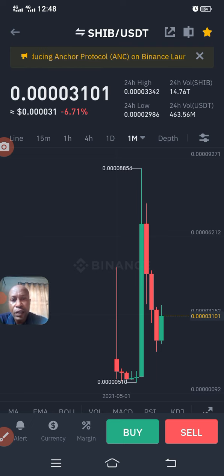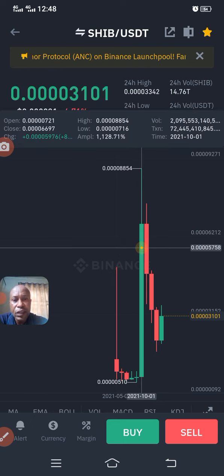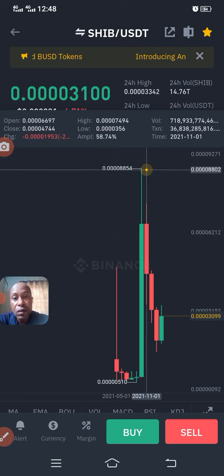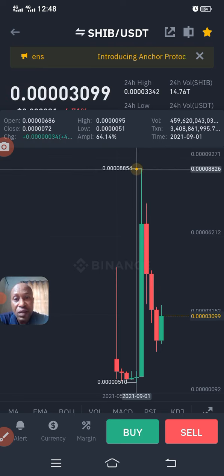Now, look at what happened. This candle represents what happened throughout 2021, October 2021. The market, which is Shiba Inu, bought up to what? Up to 8,854 SAT.